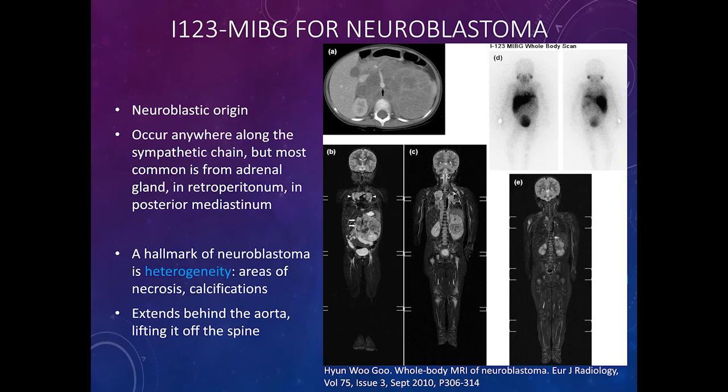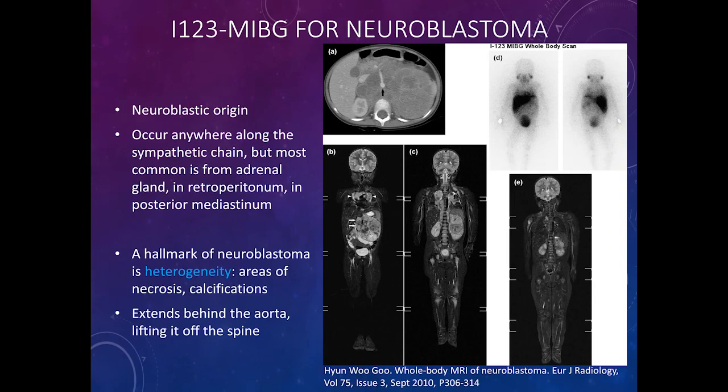uptake in the tumor. You see an example on the right. On CT scan, there is a heterogeneous mass in the left renal fossa, and it crosses the midline, lifting the aorta off the spine. On MRI, you can see this heterogeneity again with cystic areas and crossing the midline again. In this patient, you also see lymphadenopathy and paraspinal masses in the chest. On the top right, the MIBG whole body scan shows heterogeneous uptake in the tumor. You can see it best on the posterior view.